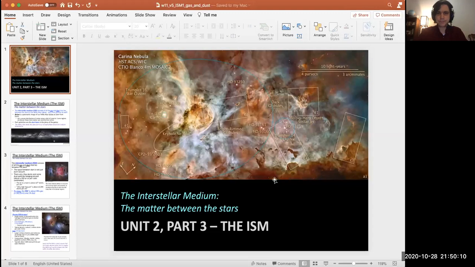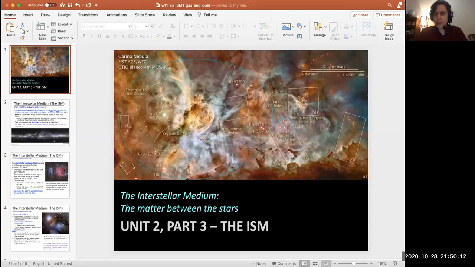It contains an aggregate huge amount of gas and a significant amount of dust that then can be used to build stars and planetary systems. So let's go ahead and spend a little bit of time talking about the interstellar medium.